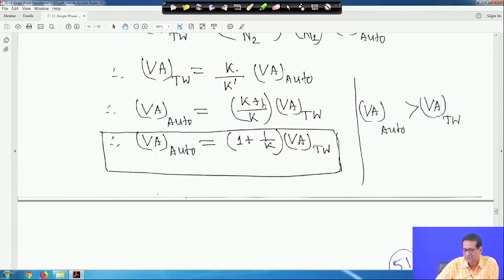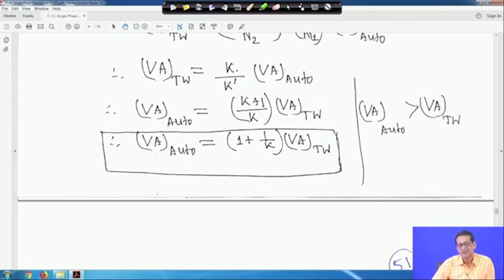So, VA auto will be (K plus 1) upon K into VA two winding transformer, or VA auto will be (1 plus K) is equal to VA two winding transformer. That means VA auto is greater than VA two winding transformer, that is, the volt ampere rating of the auto transformer is greater than the volt ampere rating of the two winding transformer, because K is always greater than 0. So, naturally, VA auto will be greater than VA two winding transformer.